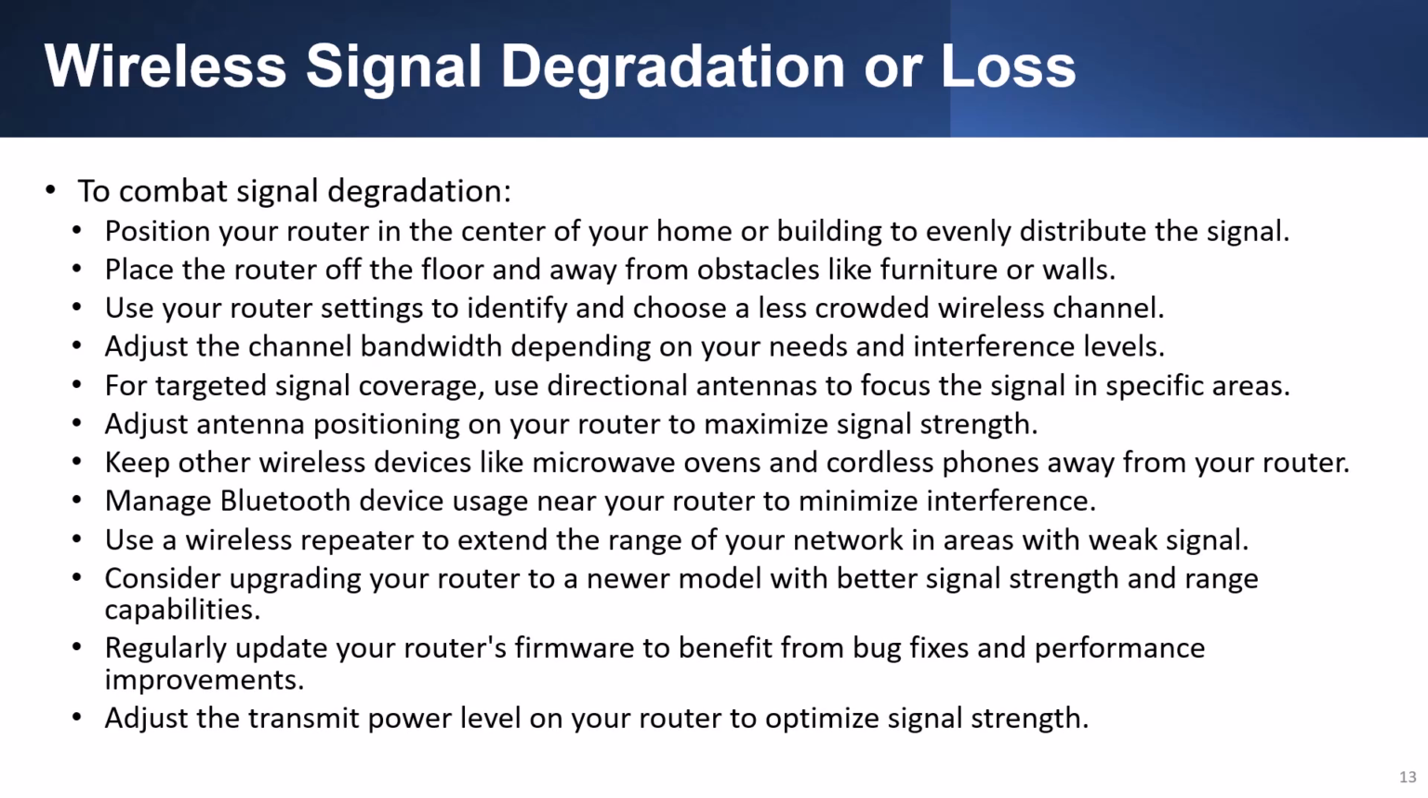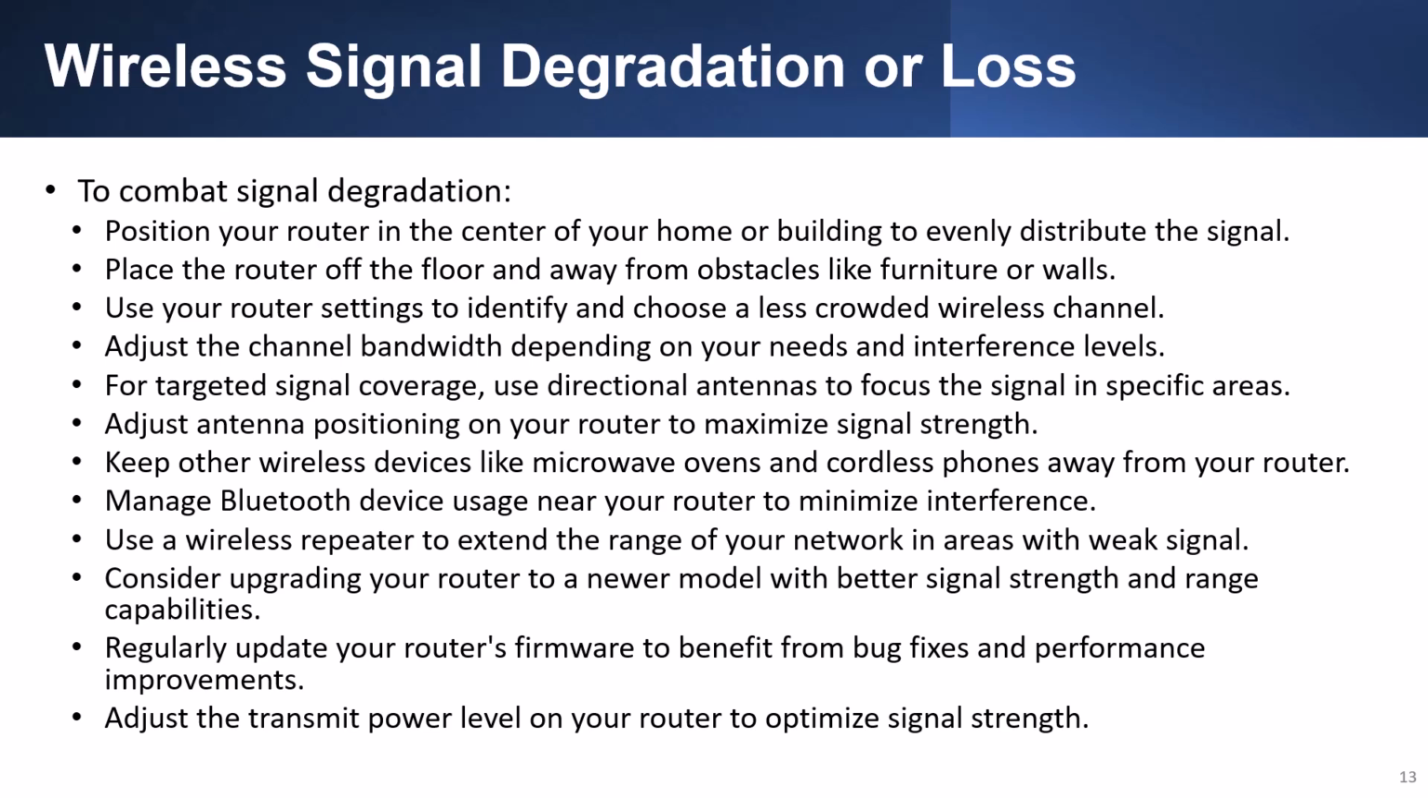To combat signal degradation, position your router in the center of your home or building to evenly distribute the signal. Place the router off the floor and away from obstacles like furniture or walls. Use your router settings to identify and choose a less crowded wireless channel. Adjust the channel bandwidth depending on your needs and interference levels.